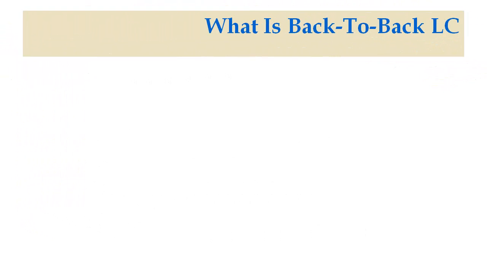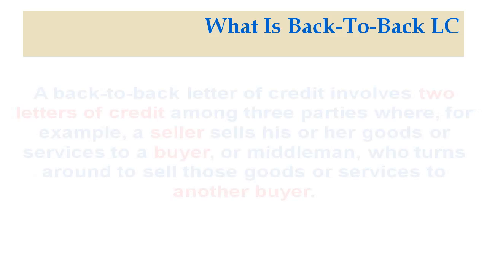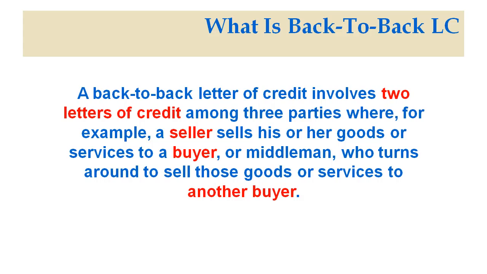Firstly, what is a back-to-back LC? In simple words, we can say that a back-to-back letter of credit involves two letters of credit among three parties where, for example, a seller sells his or her goods or services to a buyer or middleman who turns around to sell those goods or services to another buyer.